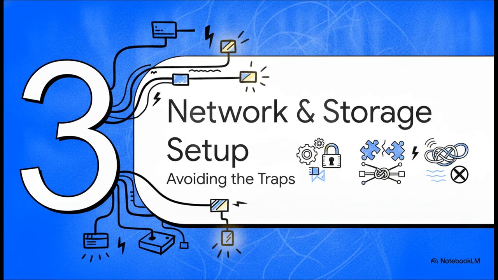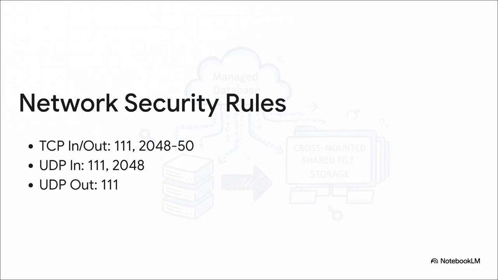Moving on to Part 3, network and storage setup. This is all about avoiding the traps. Before we connect anything, we have to lay down the network plumbing. And pay super close attention here because honestly, this is where almost everyone messes up. You absolutely must configure these exact stateful ingress and egress ports. If you don't punch these specific holes in your virtual cloud network, your cross-mount just won't communicate.